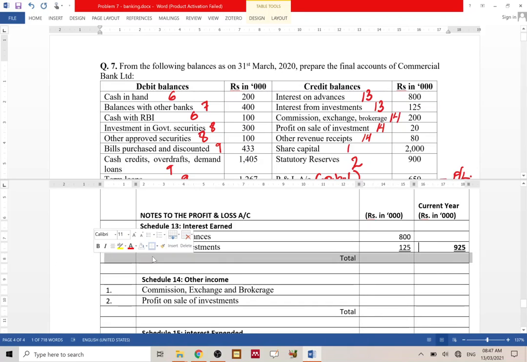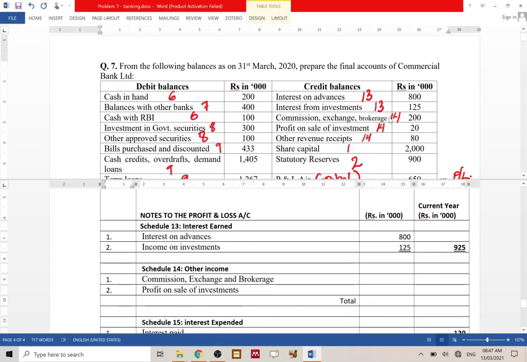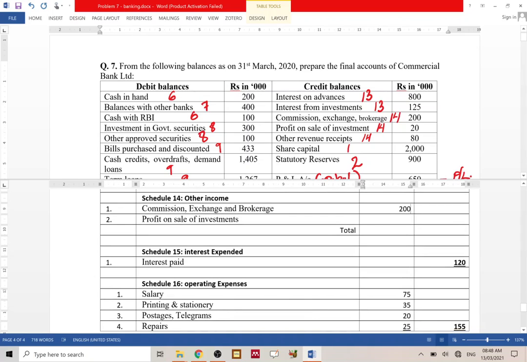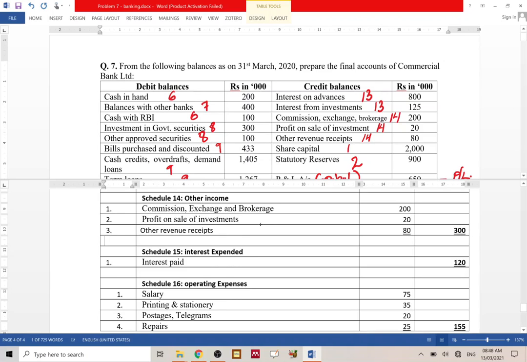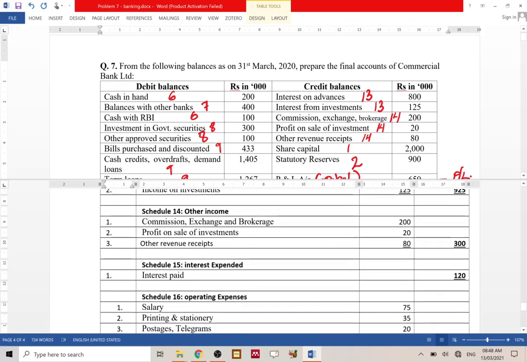Okay, next item we have commission, exchange, brokerage. We will see where that comes. Amount of rupees 200 in the schedule 14, other income. So commission, exchange, brokerage. Profit on sale of investment amount is 20. Okay, we have yet another amount. So we will say third one is other revenue receipt. So any other type of income, revenue income that was earned by the bank, this is 80. Total we get of all three is 300. Okay, so total of other income column is 300.